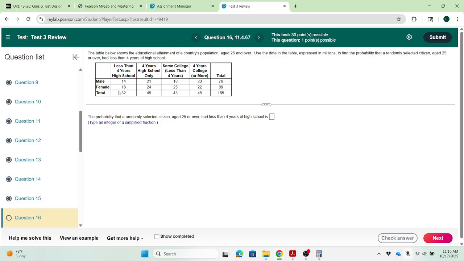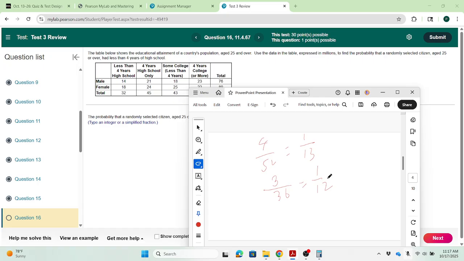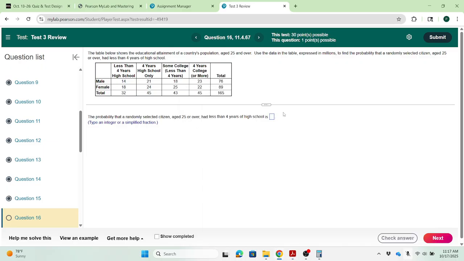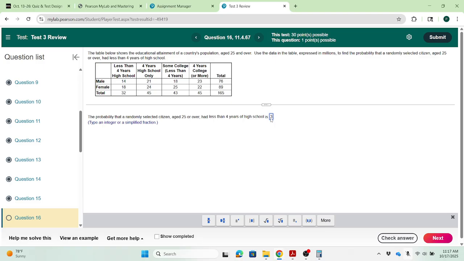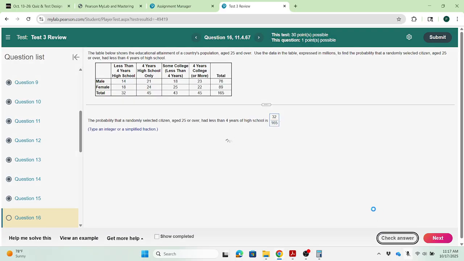There are 32 million out of 165 million population. Total is 165. So the probability is 32 divided by 165. They don't have any common factor, because the only thing it's divisible by is 2. The answer is 32 divided by 165. 32 million divided by 165 million is the same thing.